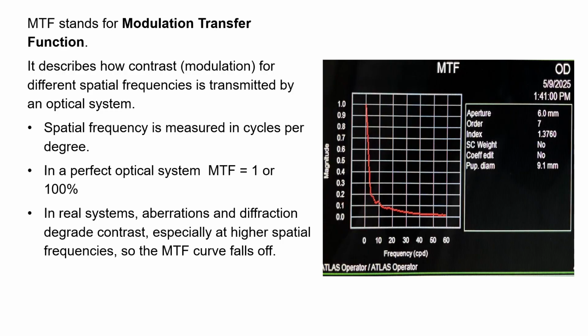Next is MTF. MTF stands for modulation transfer function, and it describes how contrast for different spatial frequencies is transmitted by an optical system. If MTF is equal to 1 or 100%, it is a perfect optical system. And if there are any aberrations or diffraction, then the MTF curve will fall off.